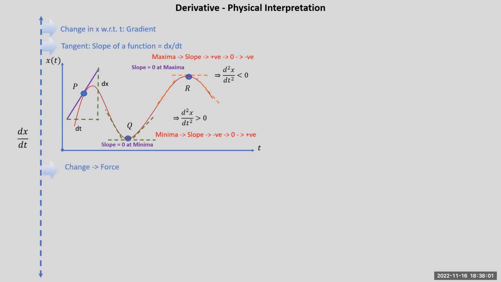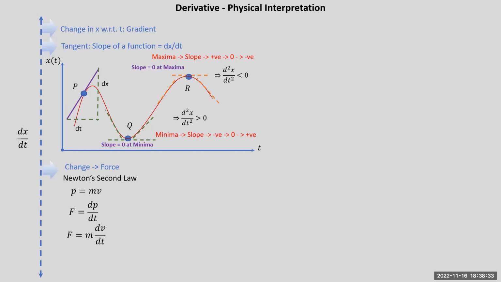Now we'll see another interpretation of dx by dt, which is force. Basically, the change is nothing but the force according to Newton's second law, which says the rate of change of momentum is directly proportional to the applied force. So momentum is given by mass into velocity, and therefore the force is equal to the rate of change of momentum with respect to time.